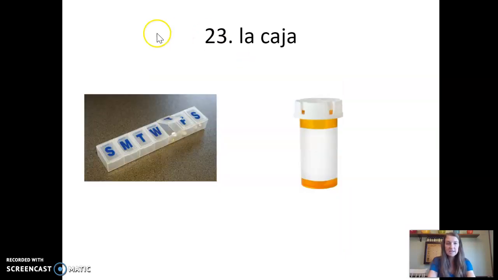La caja is a container. So like a little pill box. Some people, if you have a lot of medications, you have this days of the week thing. Some of your grandparents might have that. Or this little bottle here is probably what you guys are more used to seeing.